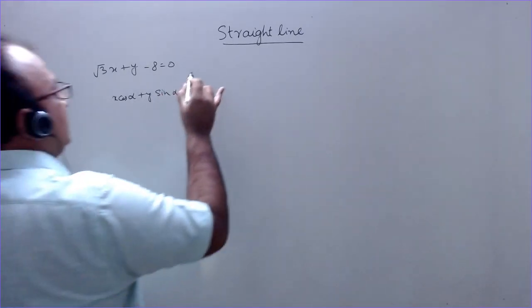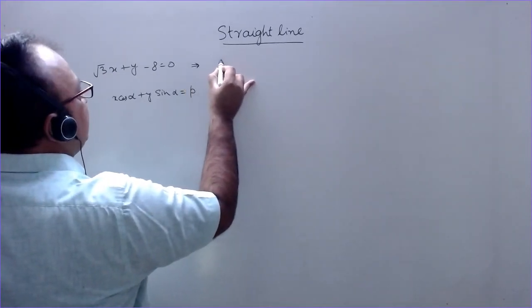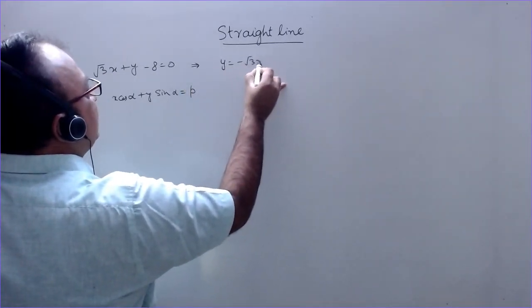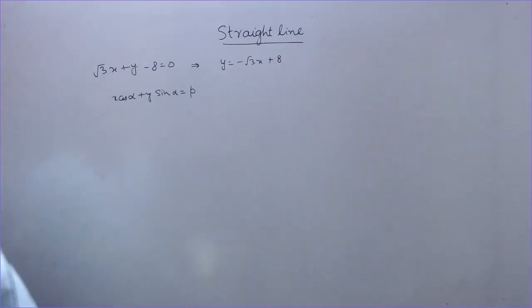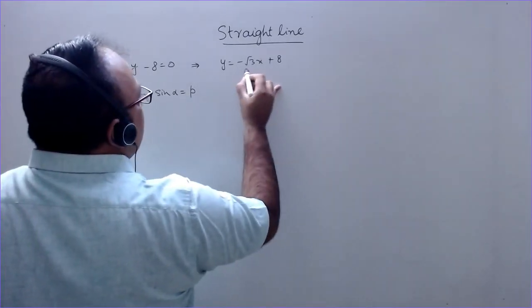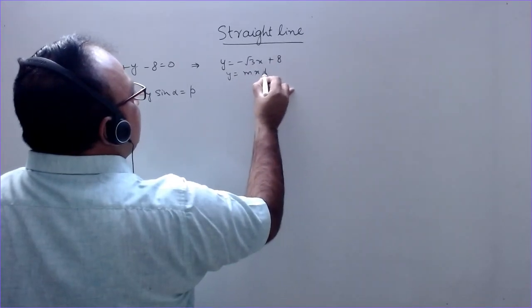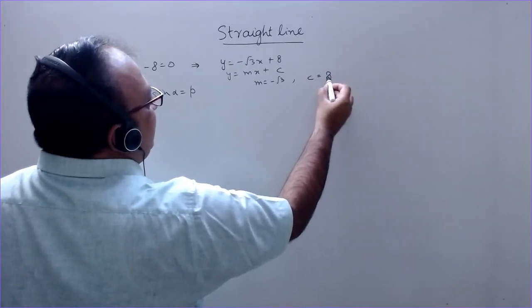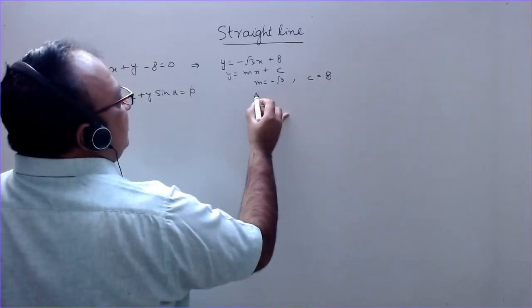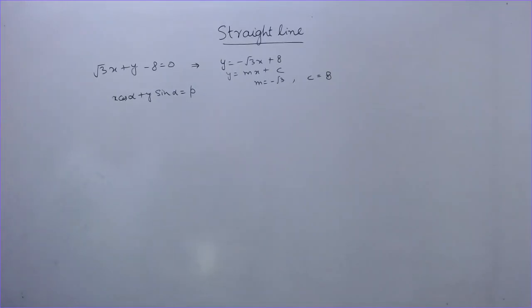Now before this, let me tell you that if I write the equation like this, y is minus root 3 x minus 8 plus 8. Which form is this? The slope intercept form. This gives you y is equal to mx plus c. So m here is minus root 3 and the intercept on the y-axis is 8, a positive intercept. From m you can find the value of theta. What is the value of theta here? By comparing, m is equal to tan theta.